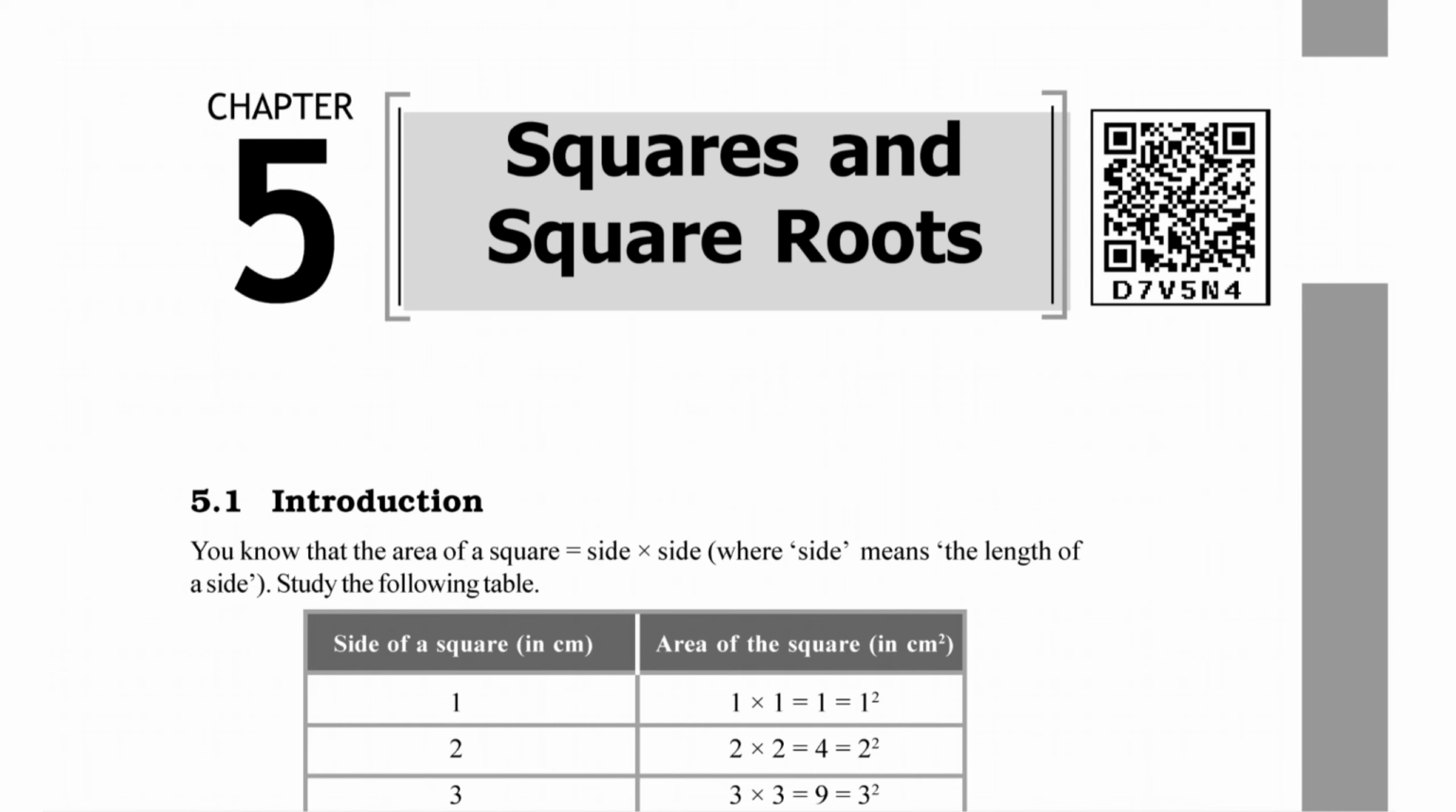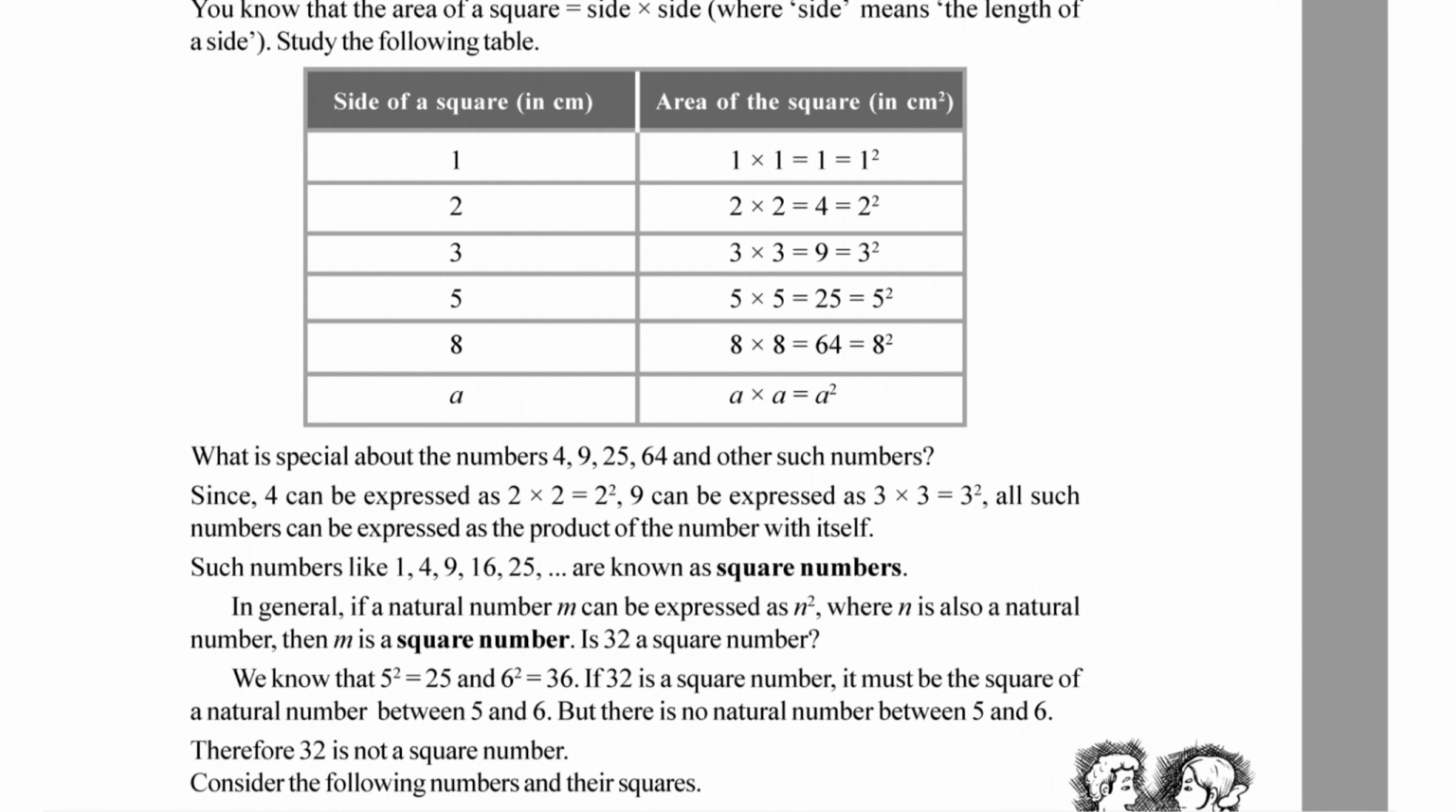Now, without delay, I'll let you know what are the important points from squares and square roots. Here, first of all, you need to know what these square numbers are and how we are going to get them. So, the numbers which can be expressed as the product of the number with itself, such numbers we call square numbers.